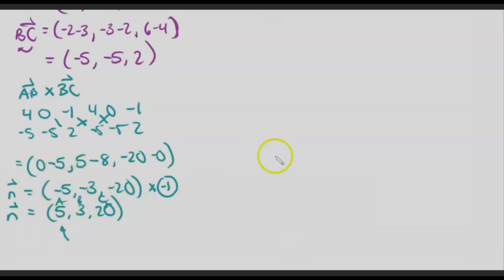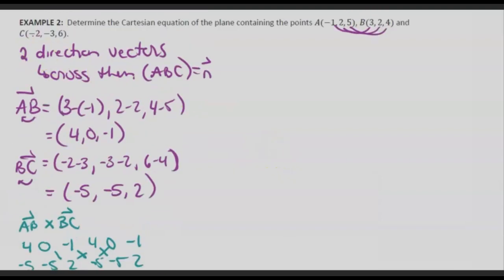Okay, now that we have the normal vector, I'm going to go back up here. Okay, our normal vector was 5, 3, 20. So we're going to have 5x plus 3y plus 20z plus d equals 0. And again, we're back to the exact same goal. We need to find d. So we can plug in A, B, or C, it doesn't matter, and we're going to get a d value.